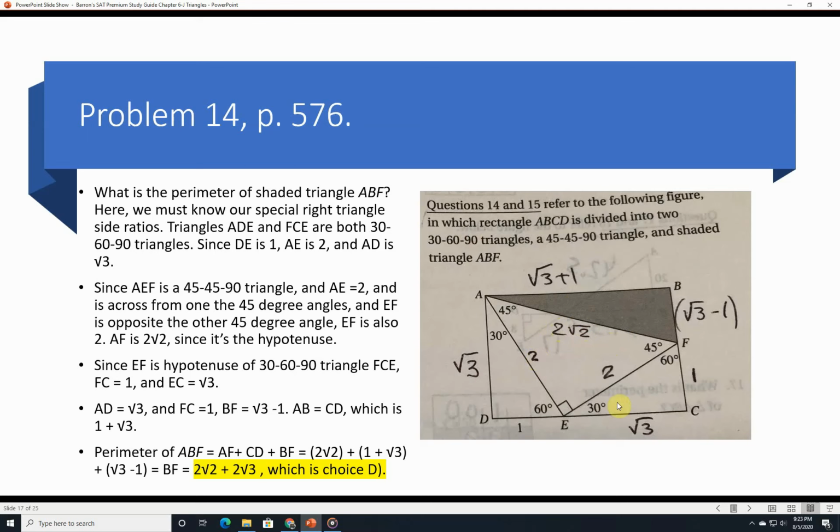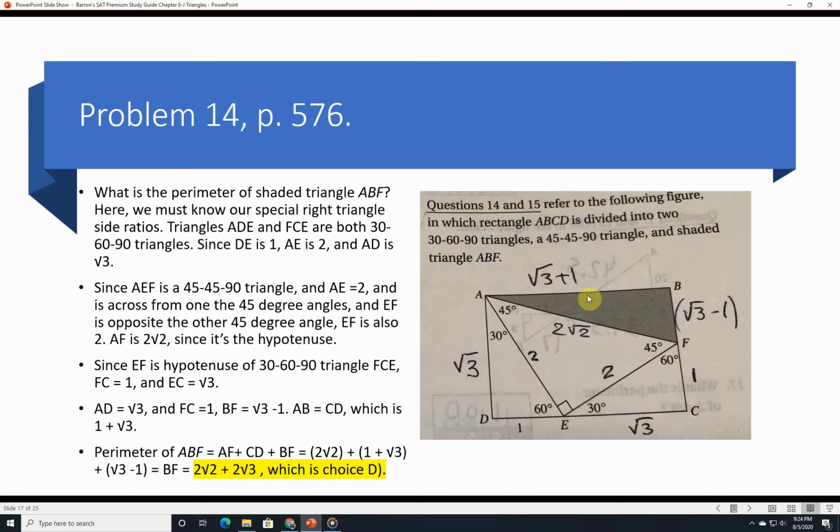All right, since EF is the hypotenuse of this other triangle here, EFC, whatever, then we know that if this is 2 and this is the hypotenuse of a 30, 60, 90, the shorter leg of the 30, 60, 90, FC has to be 1 and EC has to be root 3. So all of a sudden we know what AB is. We know that AB is root 3 plus 1. Why? Because it's got to be the same length as DC, which is 1 plus root 3.